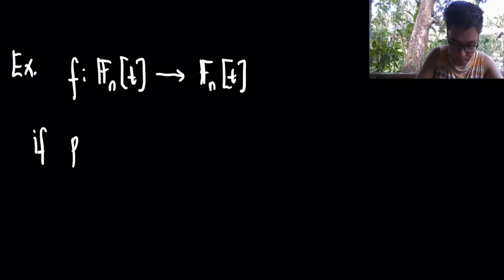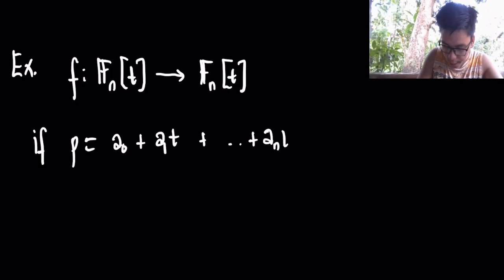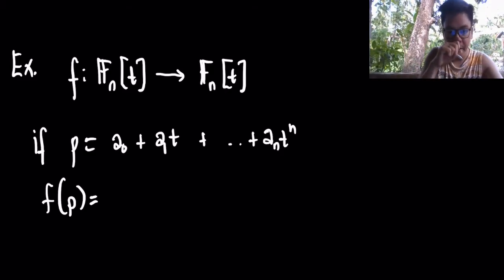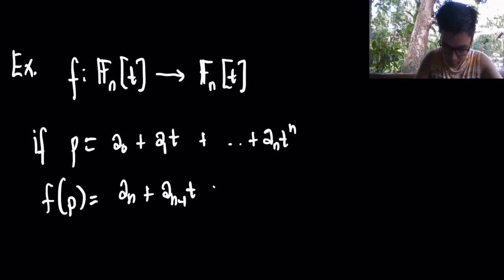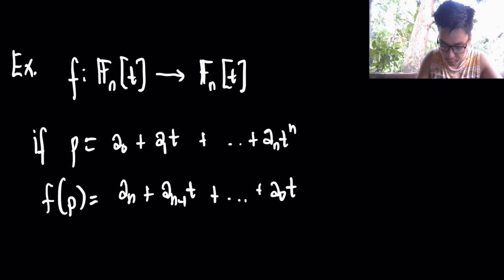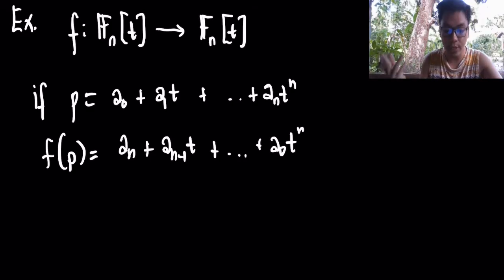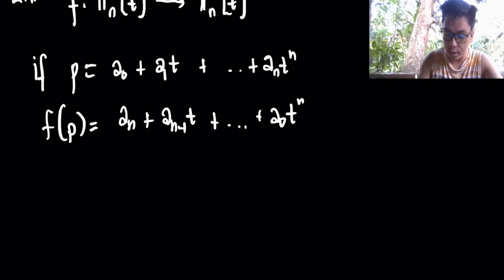If p here is actually a polynomial of the form a sub 0 plus a1 t plus up until you have an times t to the n, then your f of p is actually this one here: a sub n plus a sub n minus 1 times t plus up until you have a sub 0 times t to the n. So that will be the definition of your mapping from F sub n[t] to F sub n[t]. Then we will have to show that f here is a linear transformation. So let's double check if that will work to be a linear transformation.